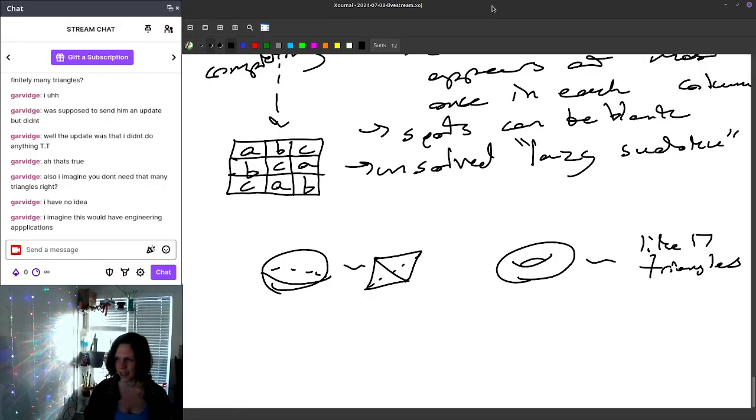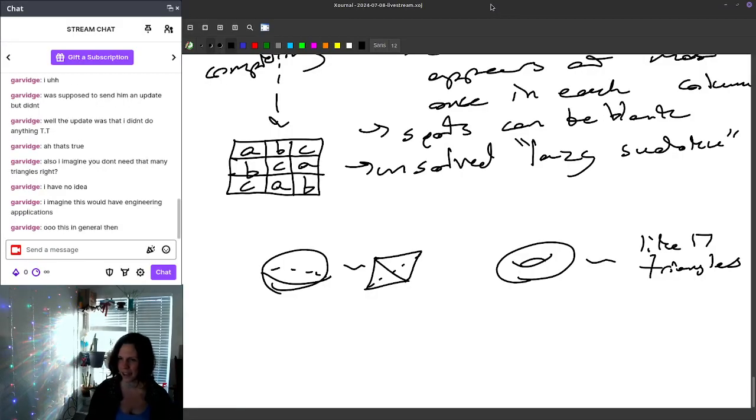But yeah, this in general, it depends on your context. It can perhaps be expensive. I don't know for sure, but I would guess that in general it's maybe not known what the minimum number of triangles needed to triangulate a given genus surface is.